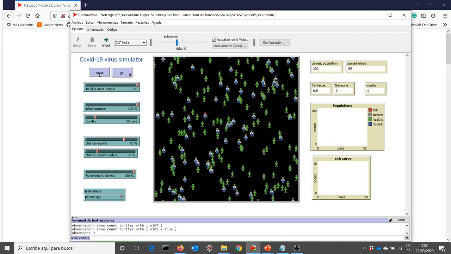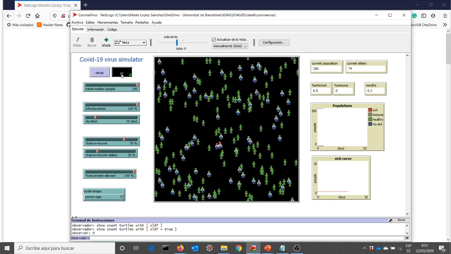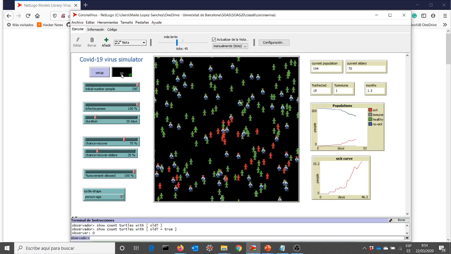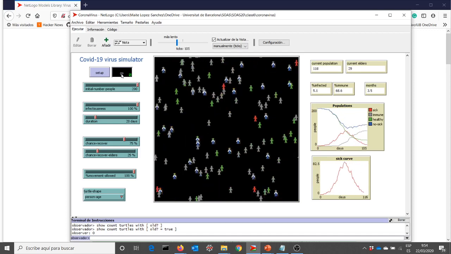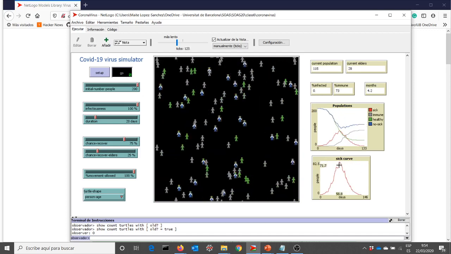If we repeat again, it's again an elder here. I repeat the simulation. So we have up to 80 people sick. So now we can see how we are able to reproduce the effects that were in the article.